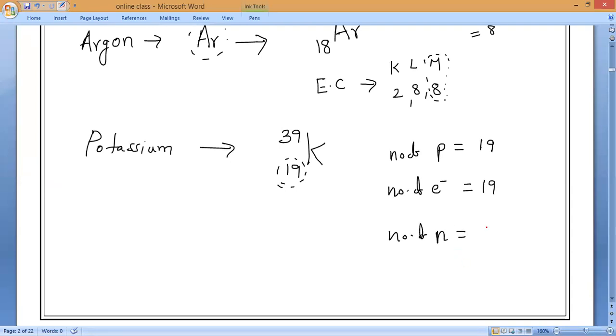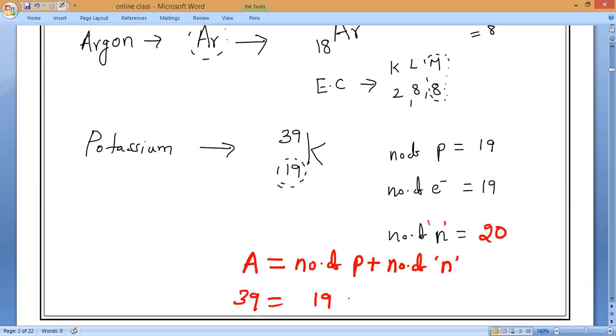20. How, sir? Which is the formula? We all know: atomic mass number is equal to the number of protons plus the number of neutrons. Yes or no? So the mass number is 39, the number of protons is 19, and we want the number of neutrons. So the number of neutrons is equal to 39 minus 19, which is equal to how much? 20, sir. 20.